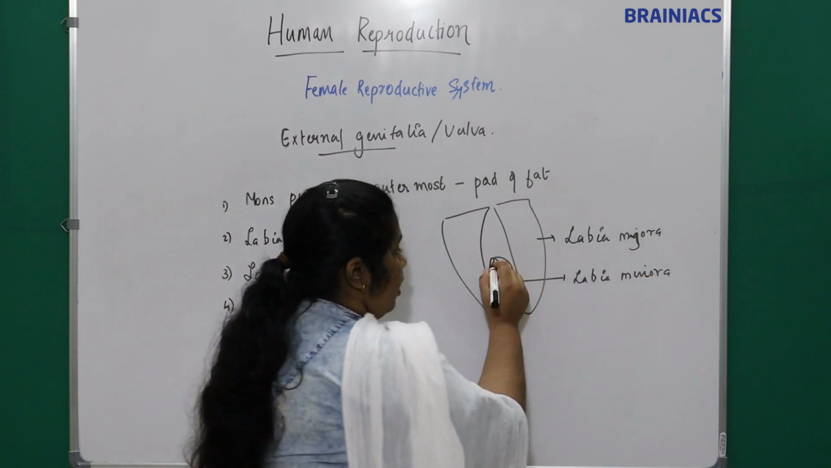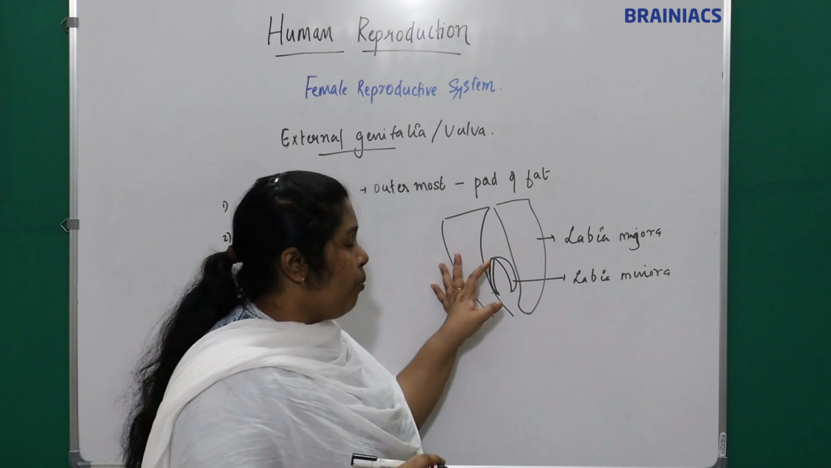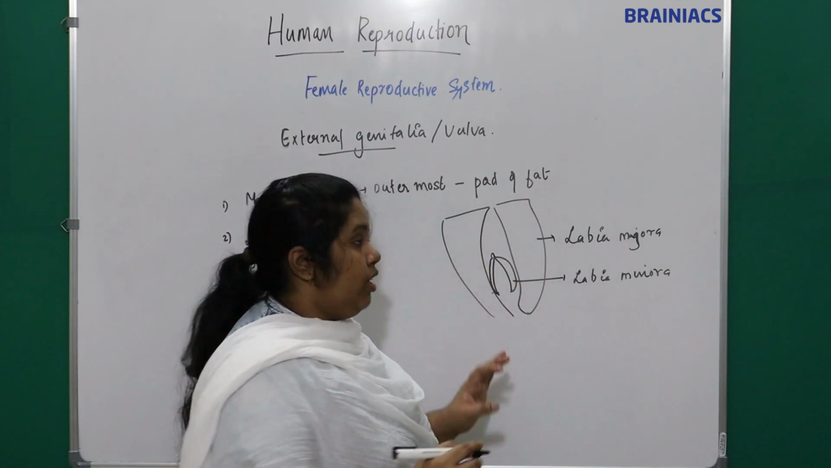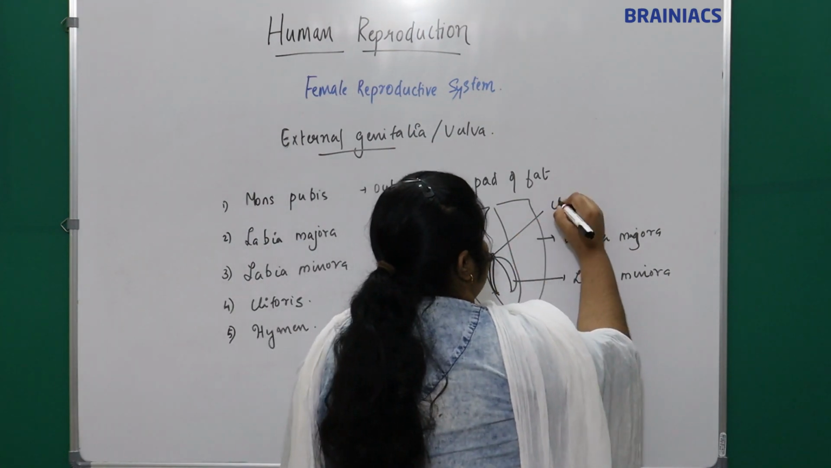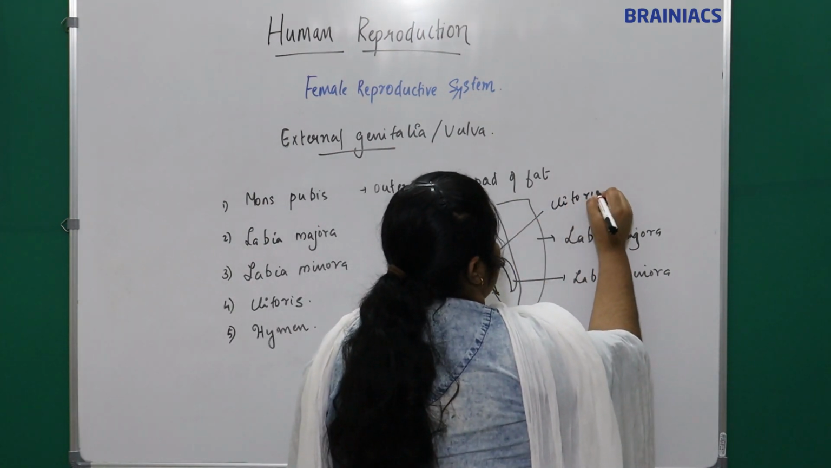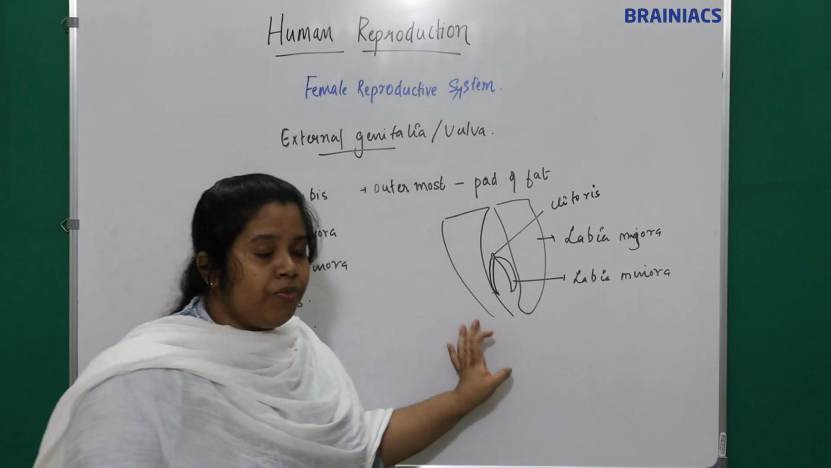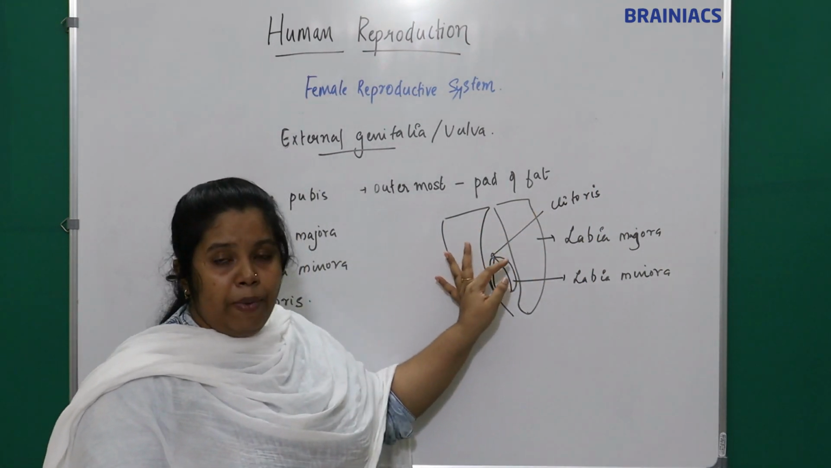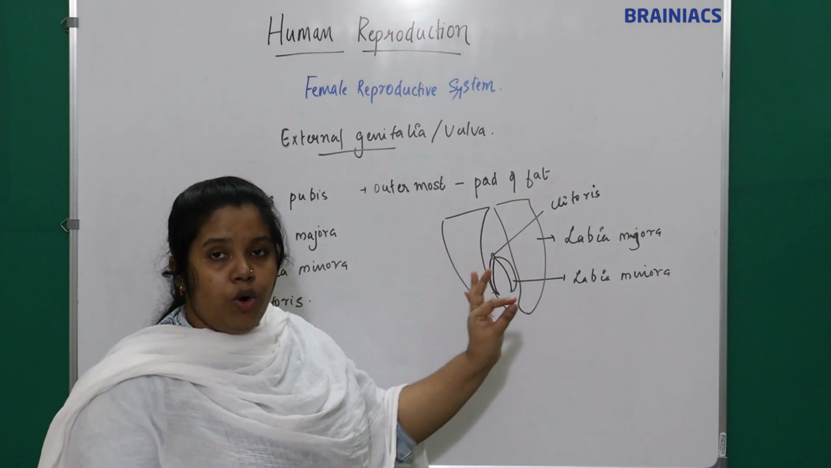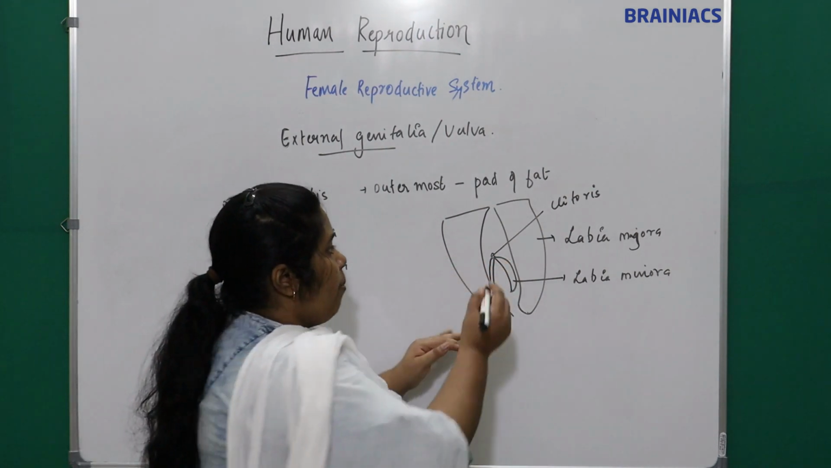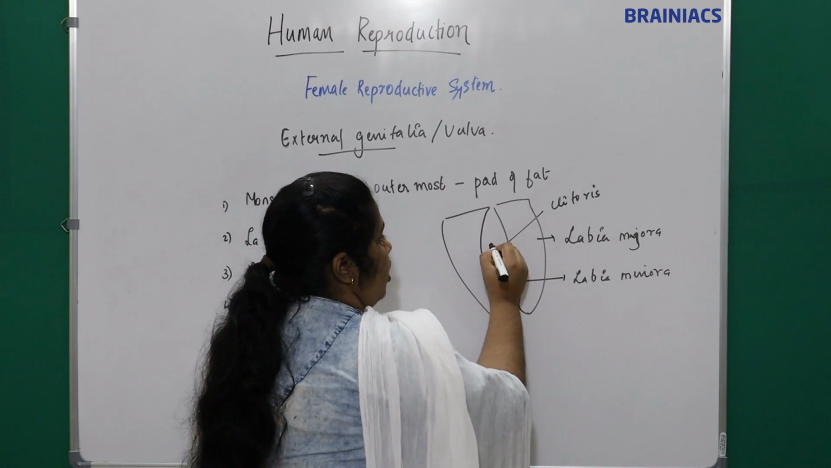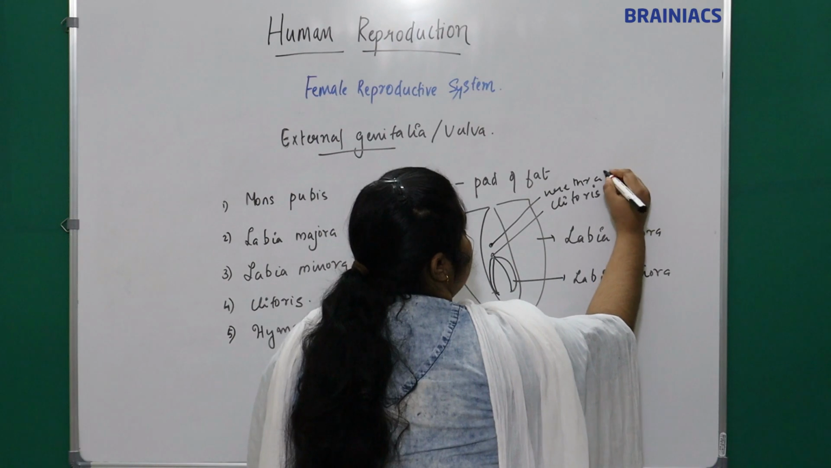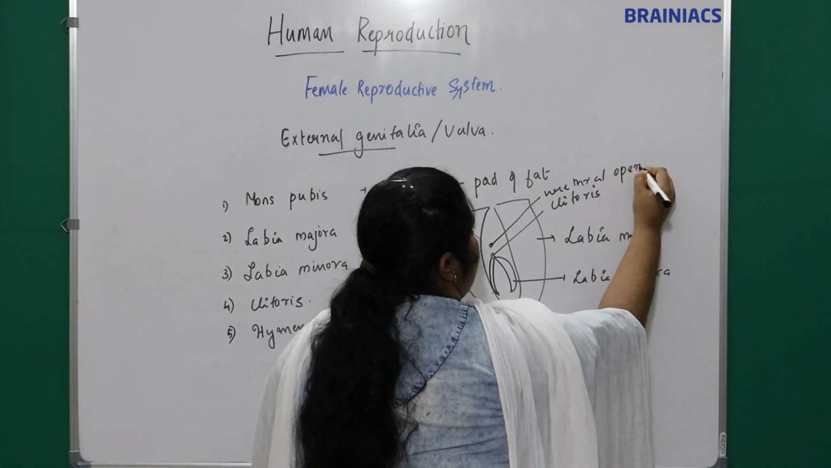At the junction, or the joining point, of the labia minora we have a finger-like projection, and that is called the clitoris. Above the clitoris we have the urethral opening, via which the urine passes. This is the urethral opening, or urethral meatus.